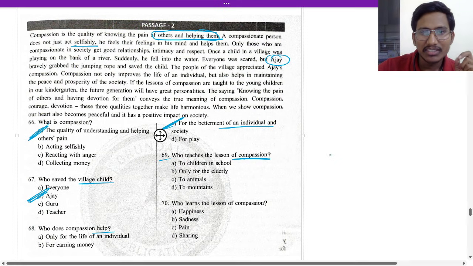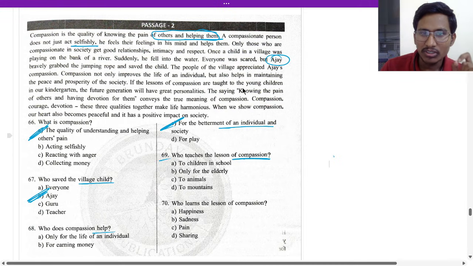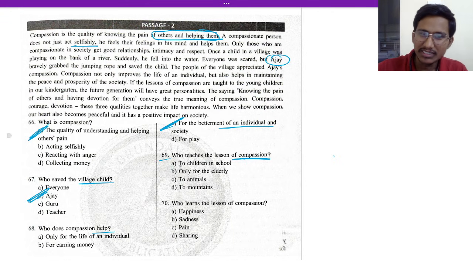Who teaches the lesson of compassion? So here, if the lessons of compassion are taught to young children in kindergarten, the future generation will have great personalities. So if the lessons of compassion are taught, that is the answer. So to children in school should be the answer, or only for elders? Not for elders, it should be for children, right?